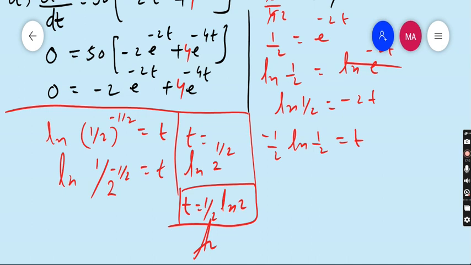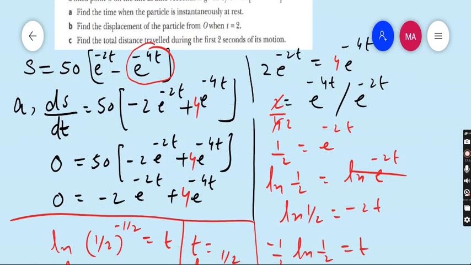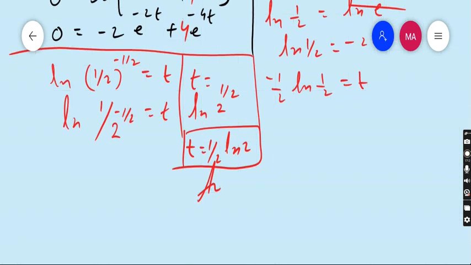Now move to part B of this question. What is part B? Find the displacement of the particle from O when t is equals to 2. Very easy question. Part B. What was our equation given in the question? S is equals to 50 e power minus 2t minus e power minus 4t.